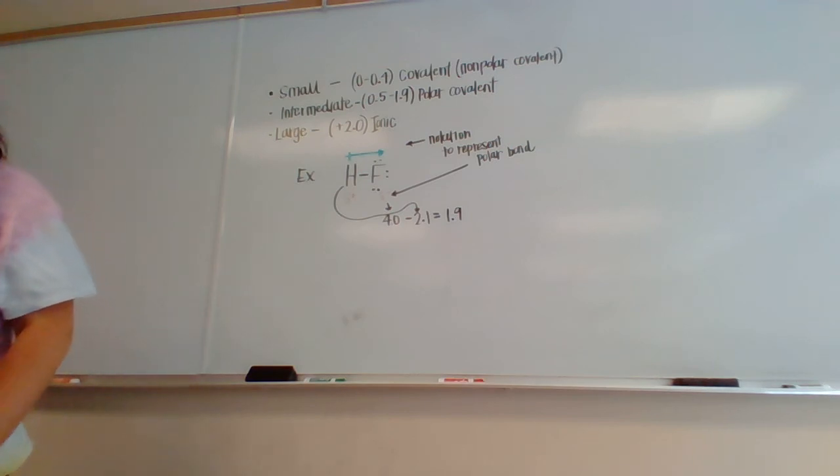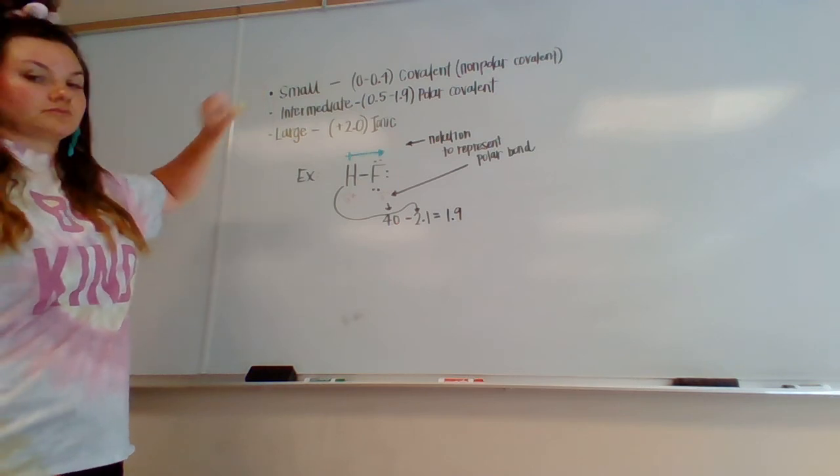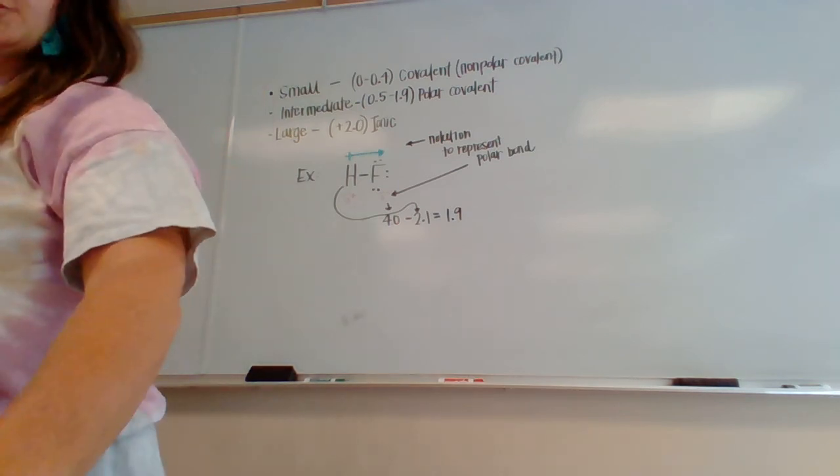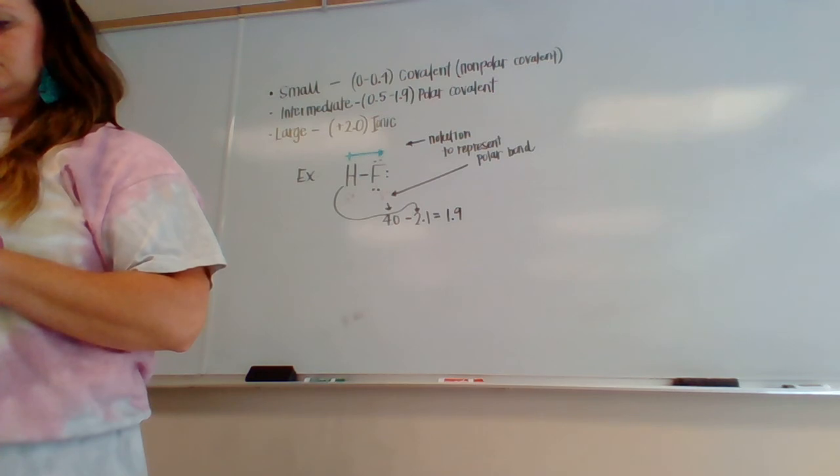All you're asked to do is classify the bond between each pair of atoms as covalent, polar covalent, or ionic. So what you need to do is look up the electronegativity of both elements, take the difference, and compare it to this. That's all you're doing. Fluorine. 3.2.